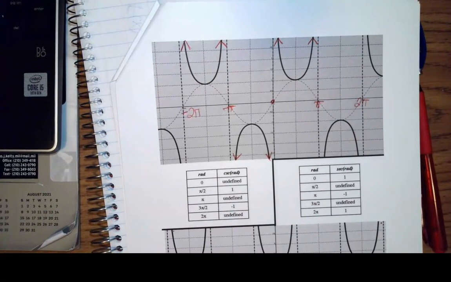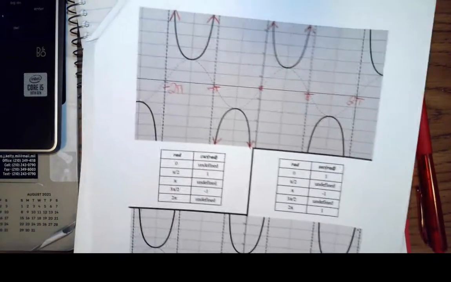And then we can look at if it moves up or down, but we're not going to look at phase shifts until 7/8. Okay, so now we want to look at tangent and cotangent.